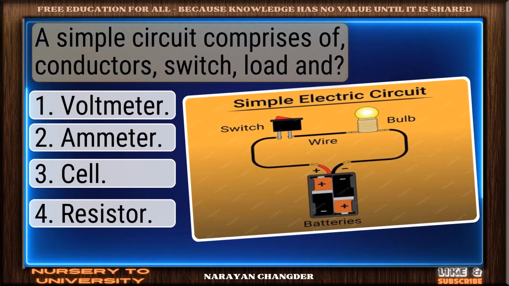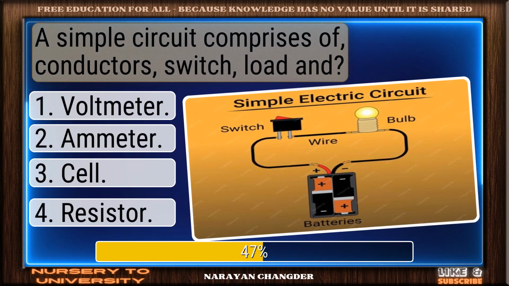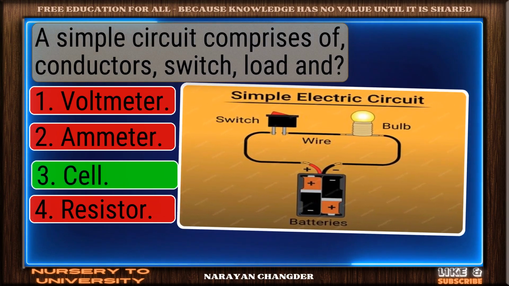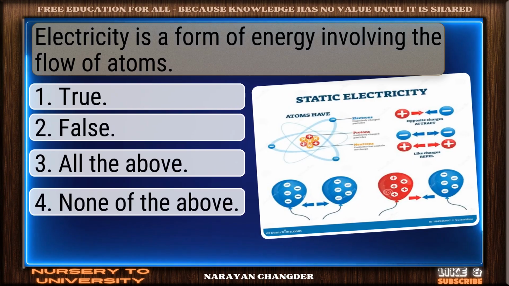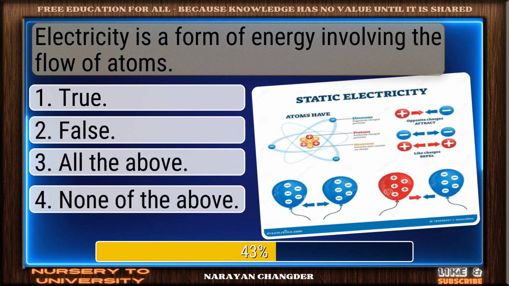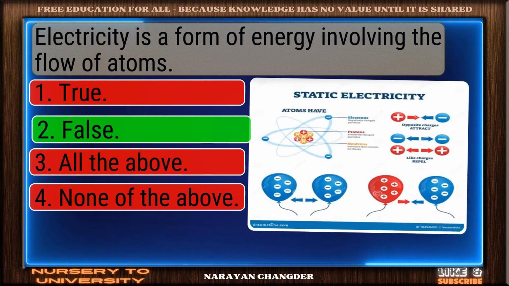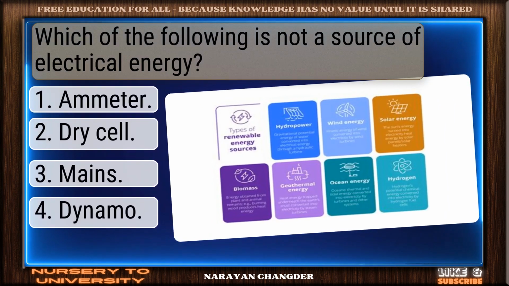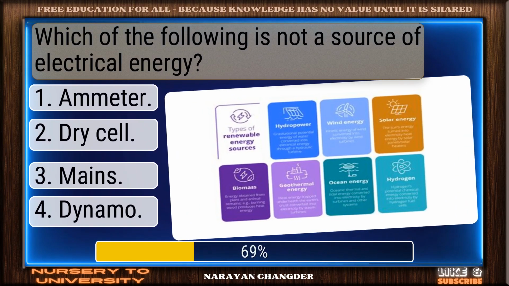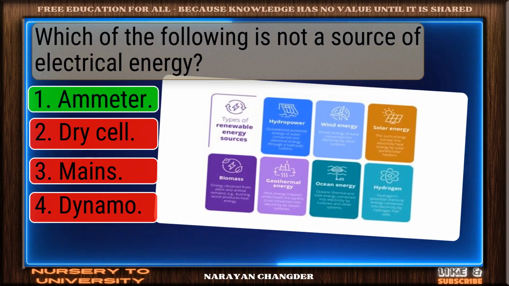A simple circuit comprises of conductors, switch, load and. Smart pick. Cell is correct. Electricity is a form of energy involving the flow of atoms. Great job. False is accurate. Which of the following is not a source of electrical energy? Smart move. Ammeter is the accurate answer.